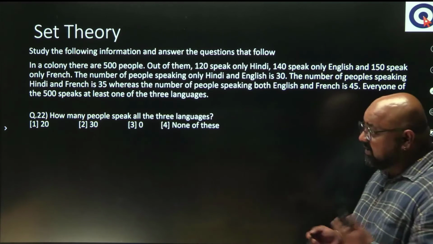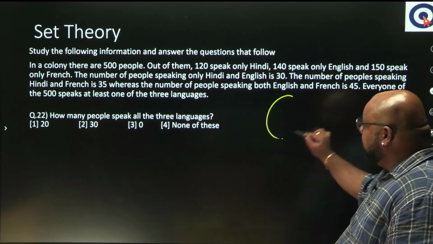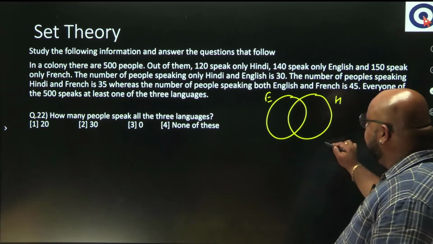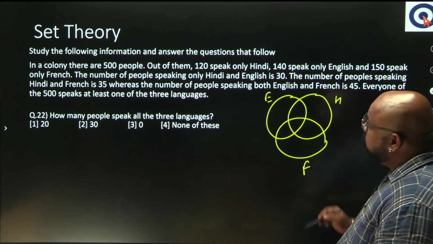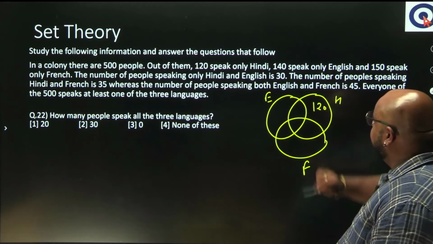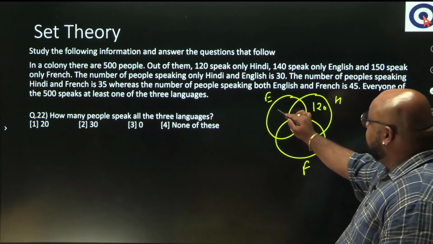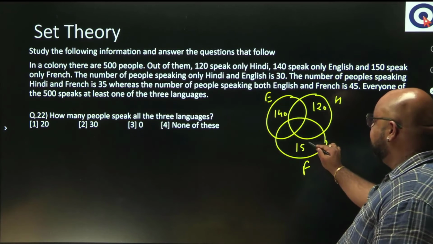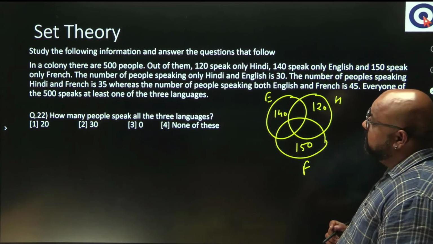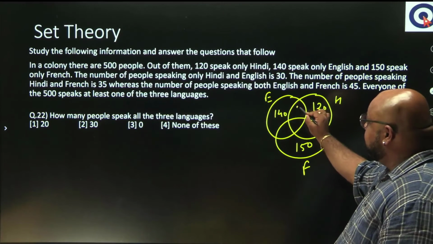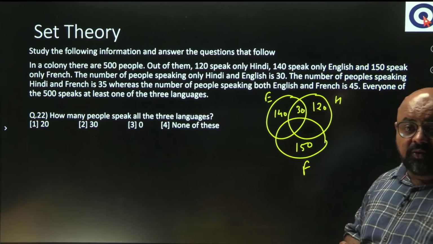In this question, the numbers are actually given. So if I draw the 3 circles for English, Hindi and French, 120 speak only Hindi, so 120 goes here. 140 speak only English, 140 goes here. 150 speak only French, 150 goes here. The number of people speaking only Hindi and English, the intersection of English and Hindi only. So 30 comes here. Then the word only is not mentioned.